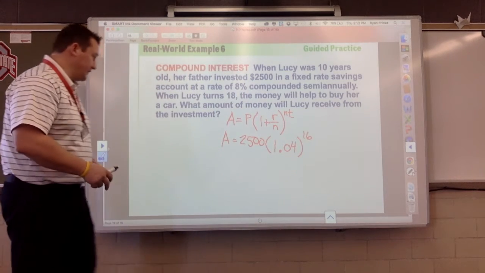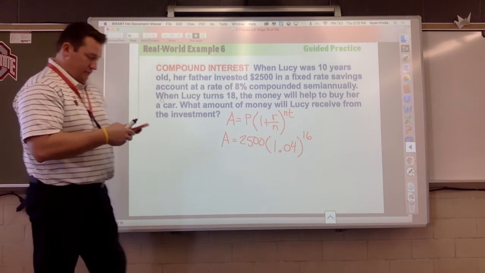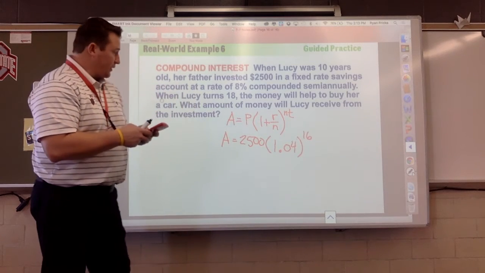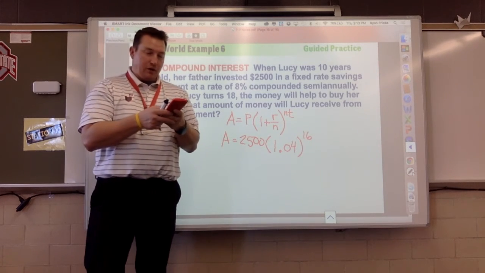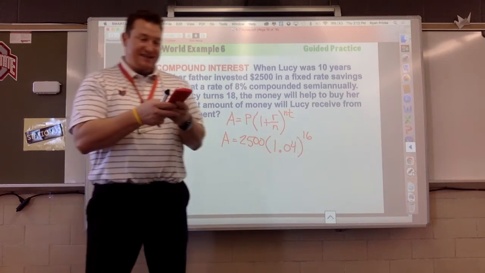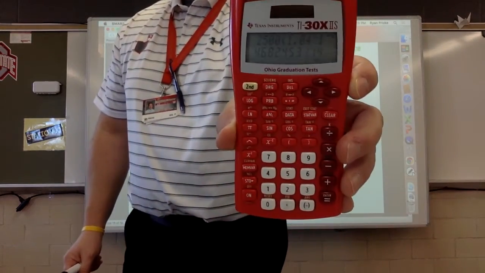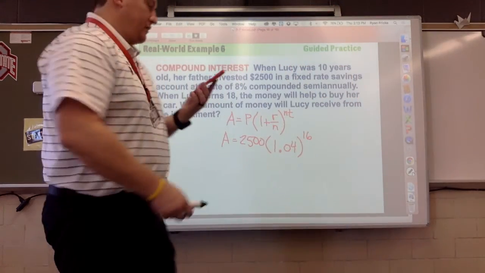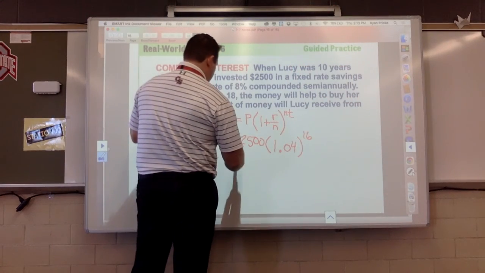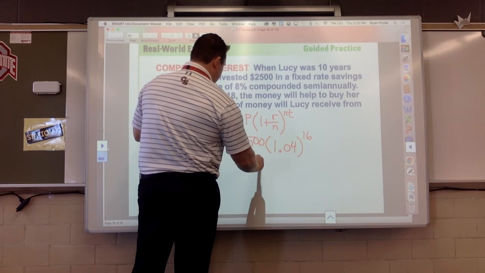Now I'm comfortable putting this into my calculator, and hopefully you are too. So 2,500 times 1.04 to the power of 16. And there's what we can do in terms of a car: $4,682.45.